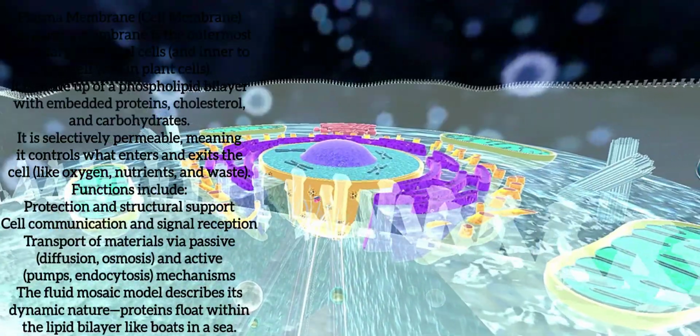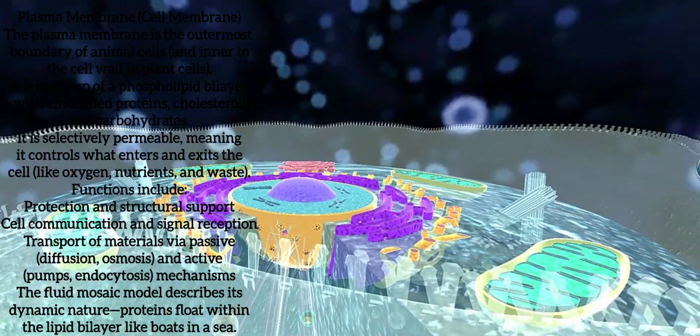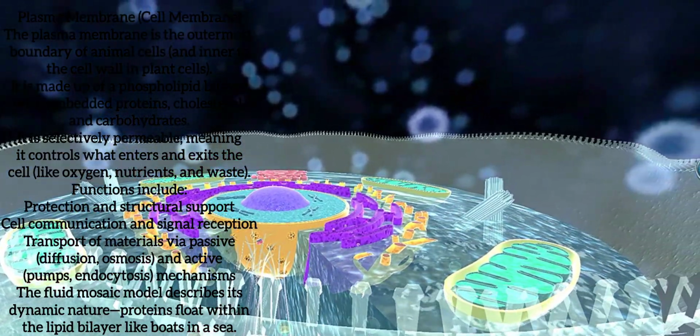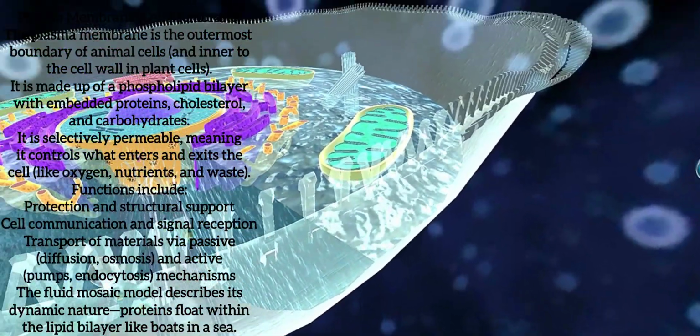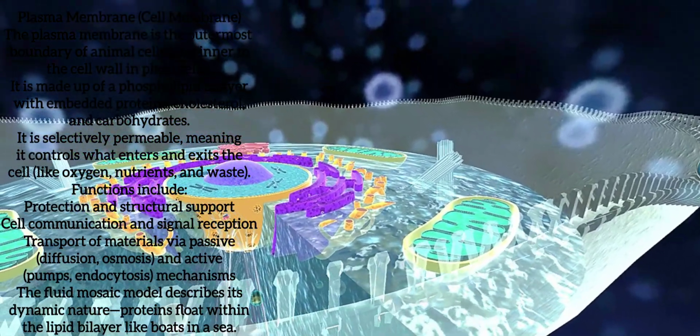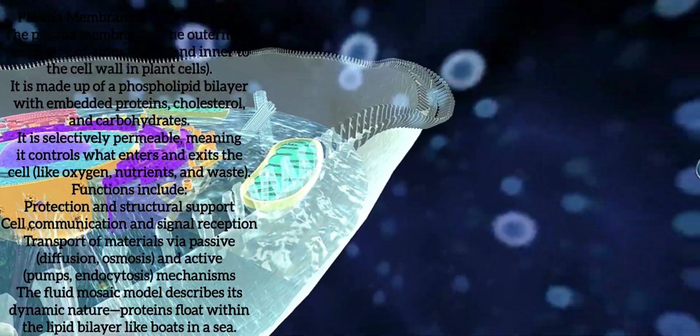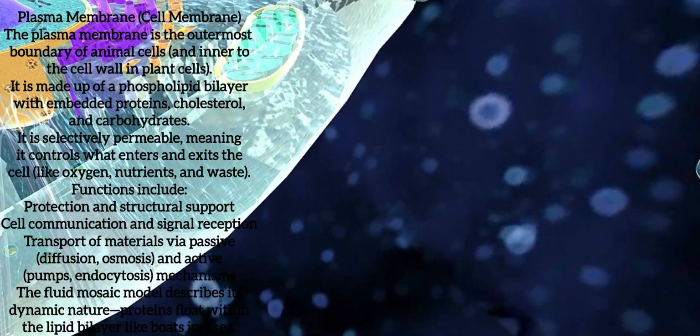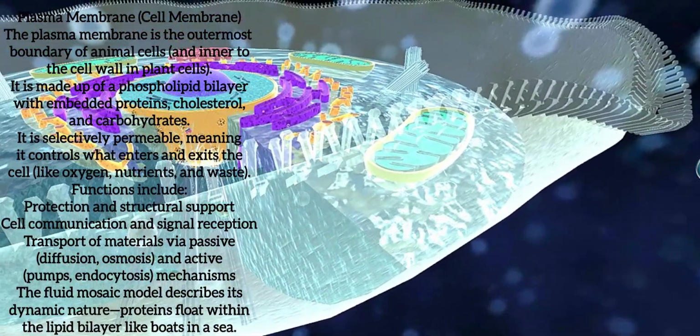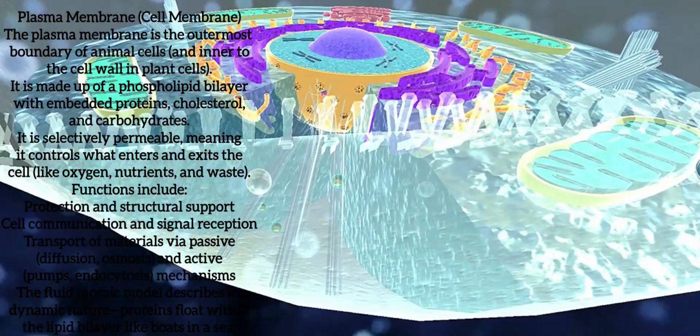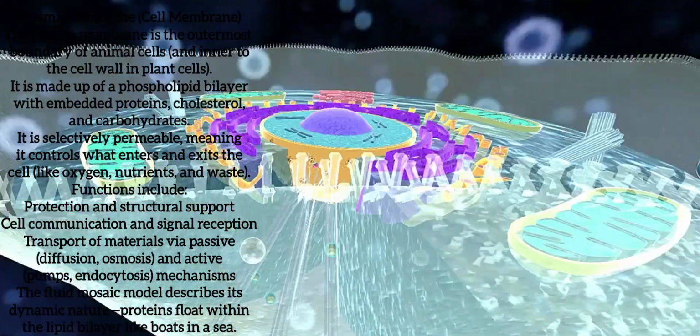Plasma membrane, or cell membrane. The plasma membrane is the outermost boundary of animal cells and inner to the cell wall in plant cells. It is made up of a phospholipid bilayer with embedded proteins, cholesterol, and carbohydrates. It is selectively permeable, meaning it controls what enters and exits the cell, like oxygen, nutrients, and waste.